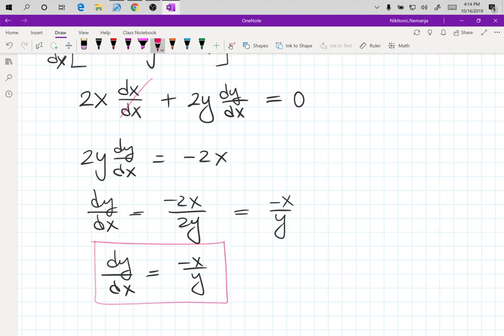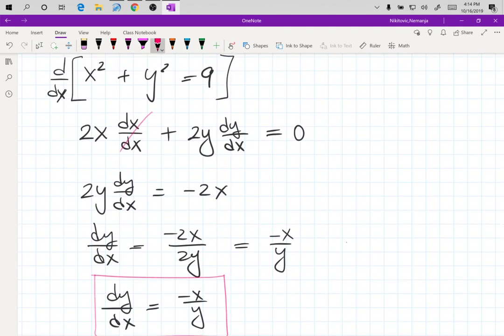That's the derivative of the circle. And we see that the derivative of the circle actually doesn't depend on the radius, so it doesn't depend on the size of the circle, which is really awesome. So this is the full problem.